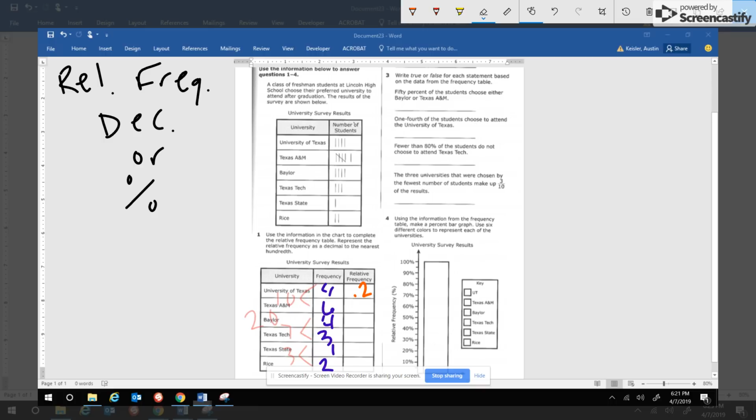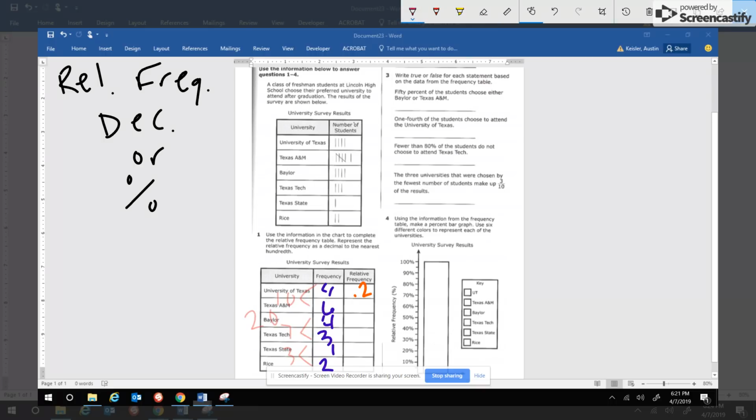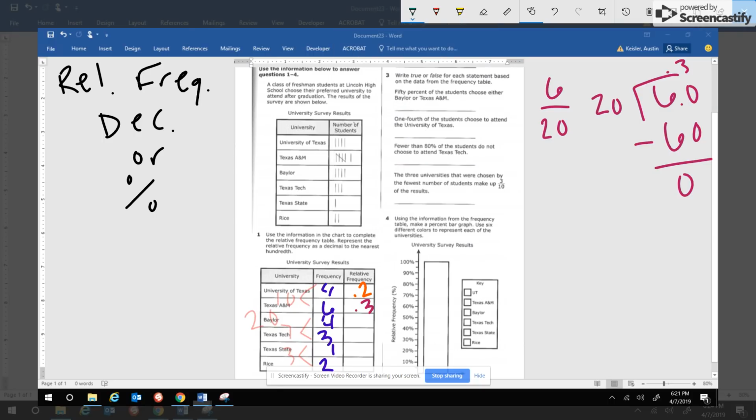Do the same thing over here, but now we're going to do it for Texas A&M. They had 6 out of 20. I'm going to do the exact same thing. 6 divided by 20. 20 goes into 60 3 times. So 3 tenths or 30% picked Texas A&M. Baylor was 4 twentieths again, so we don't have to do that one anymore. We've already done 4 twentieths as a decimal, which is 0.2.